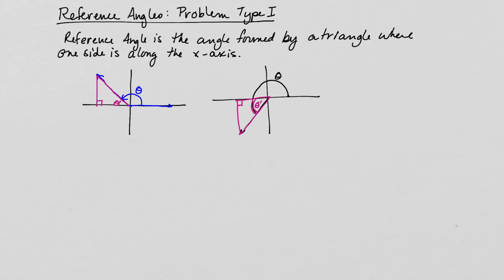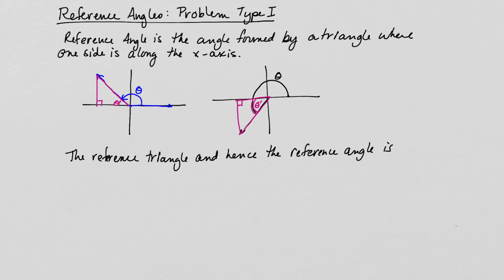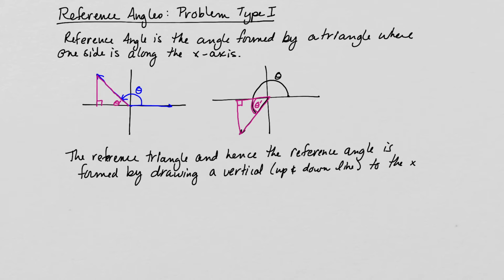So the reference triangle, I cannot spell that right, reference triangle, and hence the reference angle, is formed by drawing a vertical line, so vertical means an up and down line, to the x-axis.